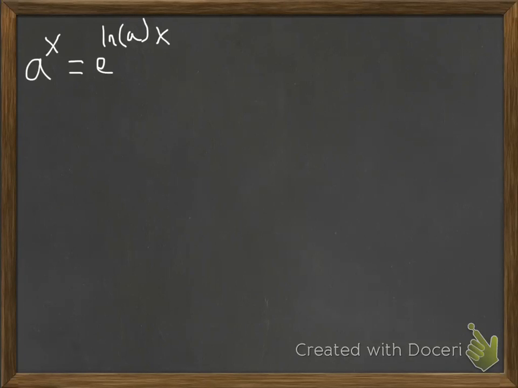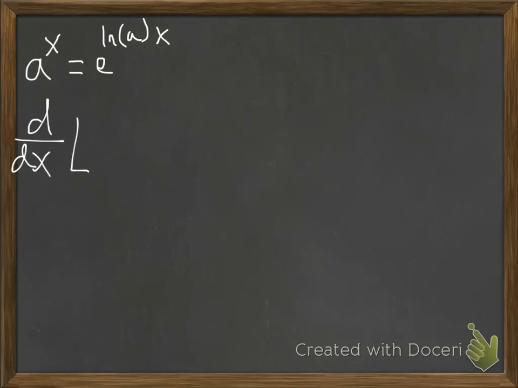One way to define exponentials other than base e is if we take a that's positive and not 1, we can define a to the x to be e to the natural log of a times x. And that's how we're going to come up with a rule for taking derivatives of exponential bases other than e.